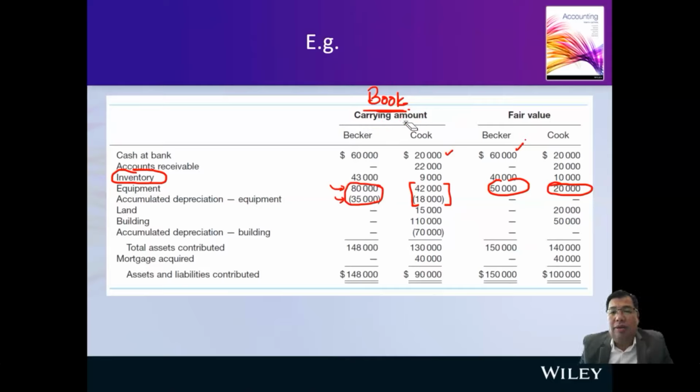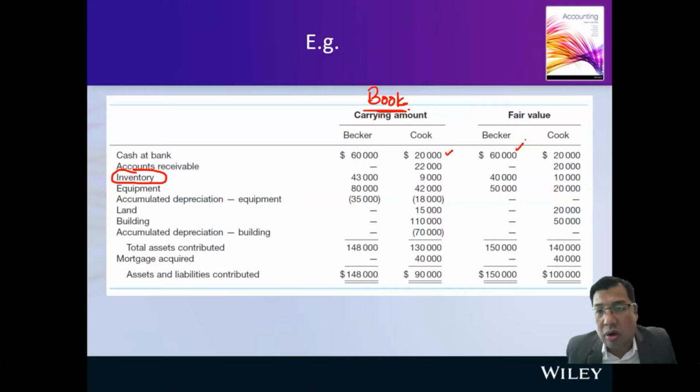What is the fair value? The fair value is the closest market price available for that asset. What is the value of that asset if you dispose of it, or if you're going to replace it in the future? What would be the cost of the same type of asset in the active market? That is the fair value.